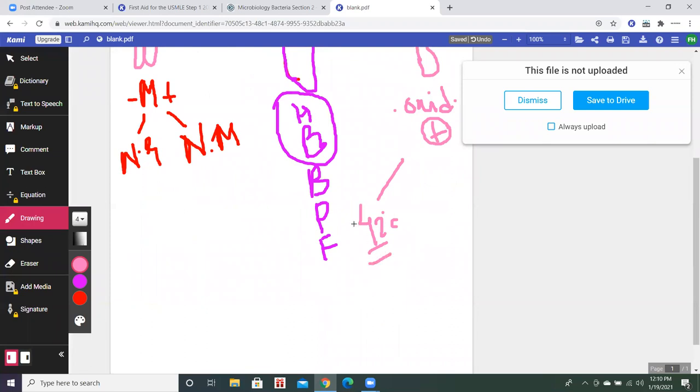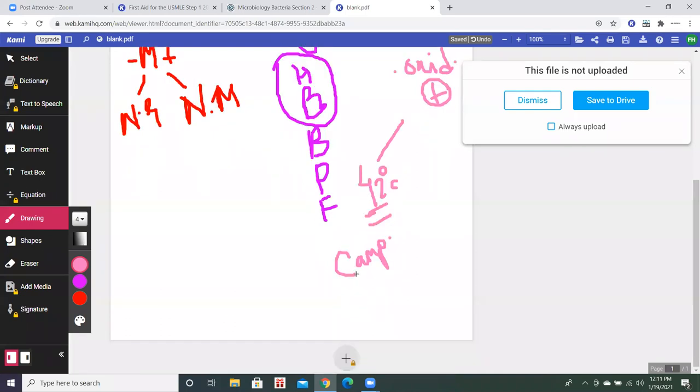We know that 42 degrees Celsius is hot, right? We know a lot of people who would like to camp in this weather, 42 degrees Celsius. Camping at 42 degrees Celsius for which bacteria? Camp for Campylobacter jejuni. It may be fun or it may not be fun, but there are some people who like to camp at 42 degrees Celsius. The bacteria is Campylobacter jejuni.